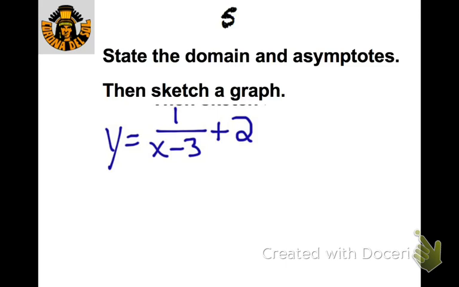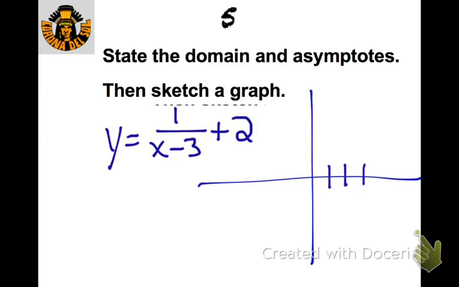Then if you wanted to graph this, you can tell that it shifts to the right 3 units. So we go 1, 2, 3, and that's exactly where your vertical asymptote is. That makes sense because, as before, whatever causes division by 0 on the bottom is where the vertical asymptote is. So that's x equals 3.